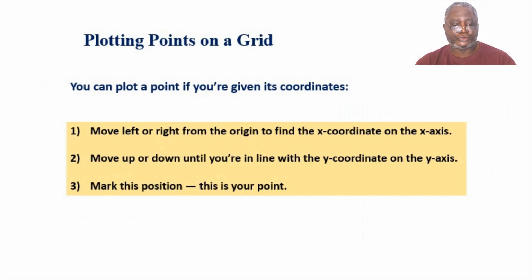To plot a point on a grid, you can plot it if you are given its coordinates. So, read the next 3 guidelines and make sure you keep them in your mind. Move left or right from the origin to find the x coordinate on the x-axis. Move up or down until you're in line with the y coordinate on the y-axis. Mark this point. That is your coordinate.